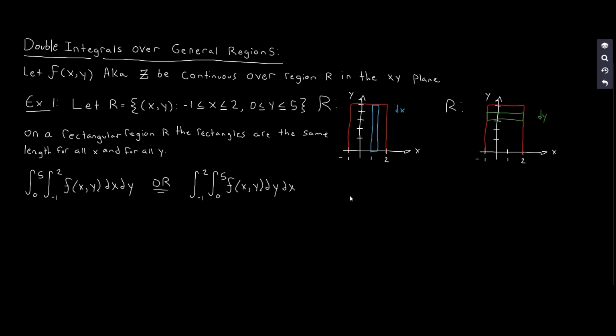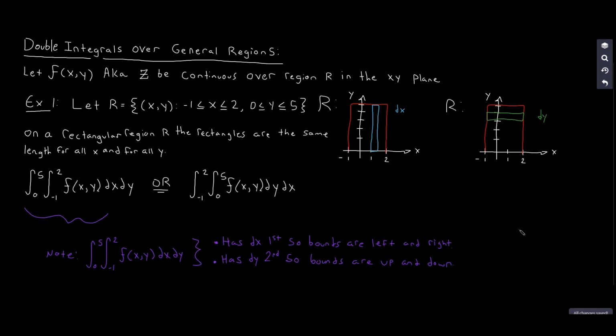It does not matter. One thing to note here is that this one, the integral from 0 to 5 times the integral from -1 to 2, for some function, integration with respect to x, integration with respect to y, has dx first, so the bounds are left and right, and it also has dy second, so the bounds are down and up. All right, so that's the deal with that. That's the mechanics behind this thing.